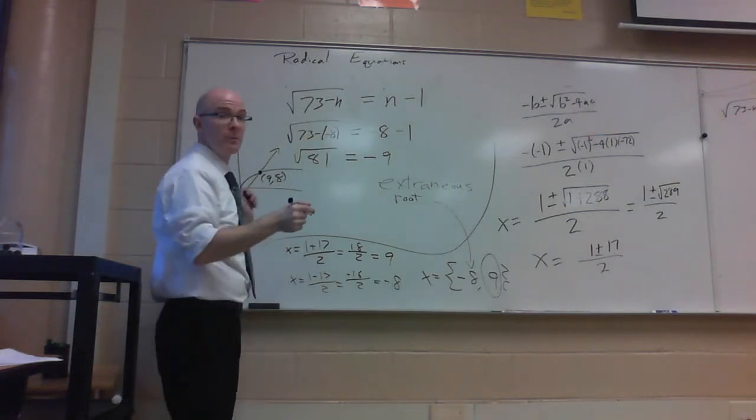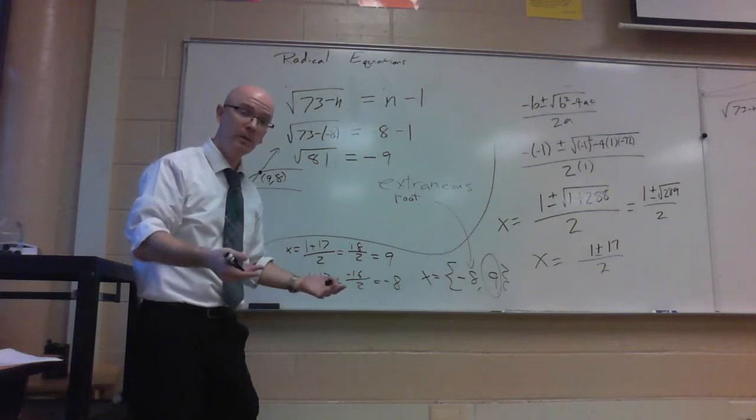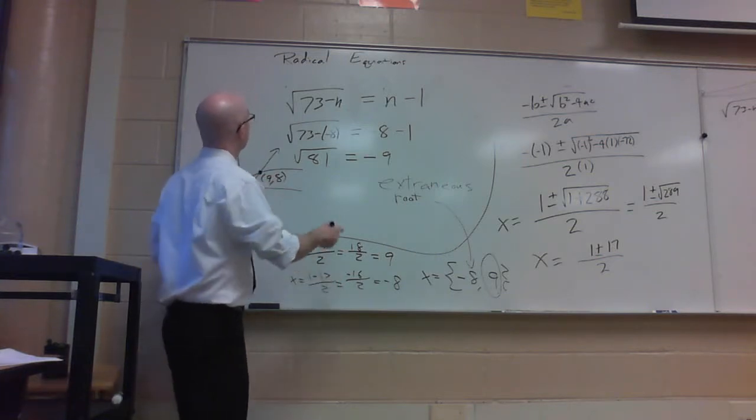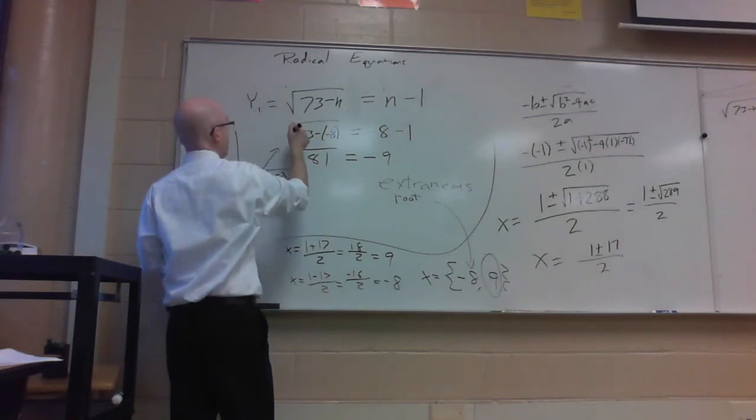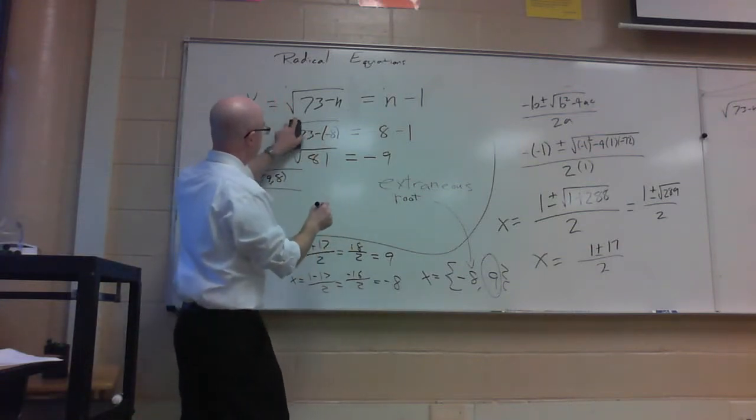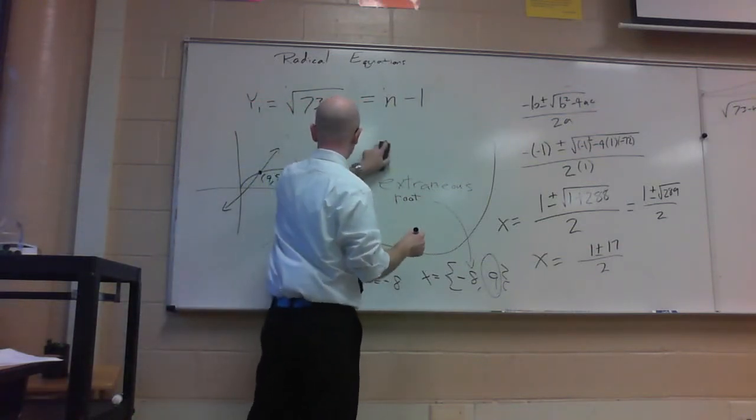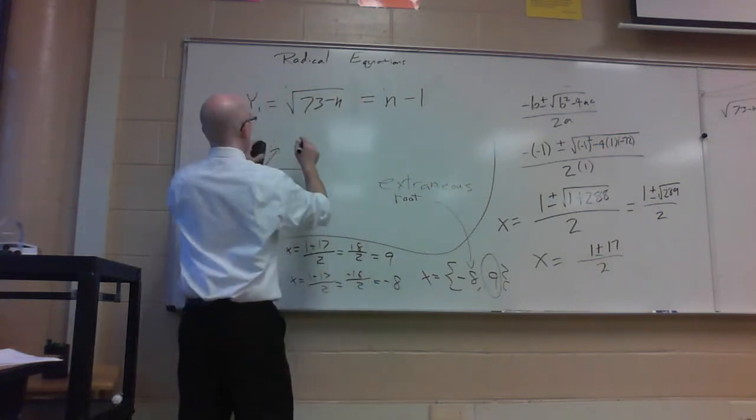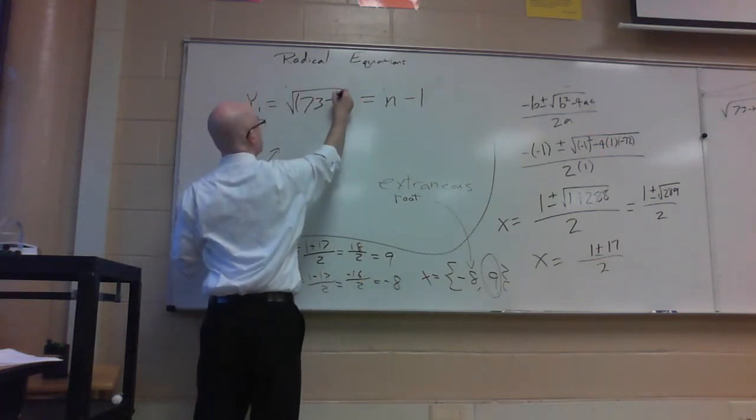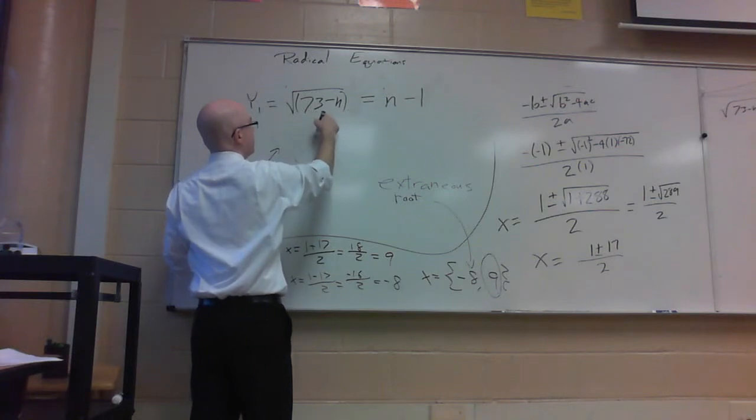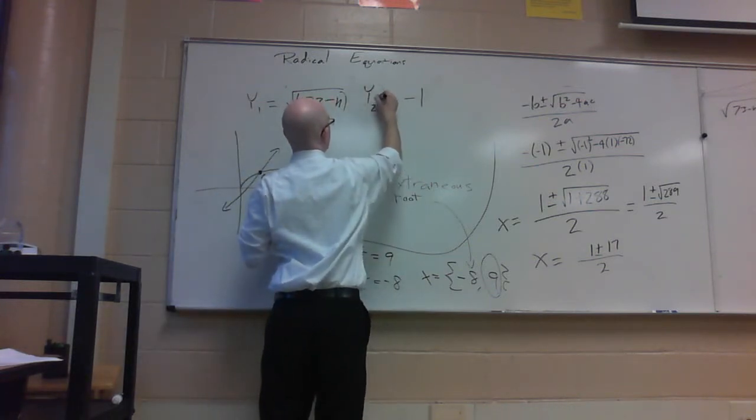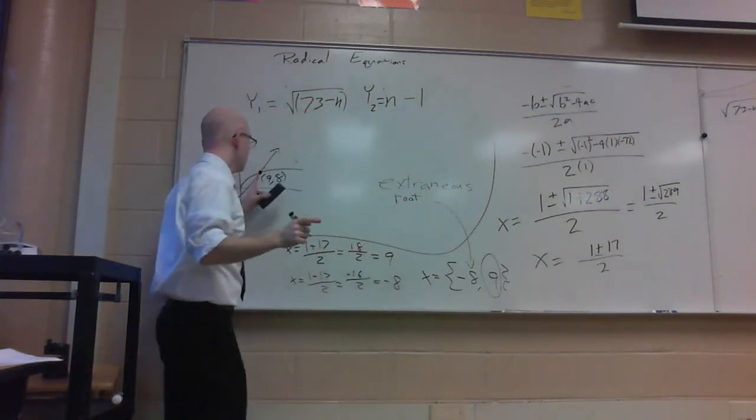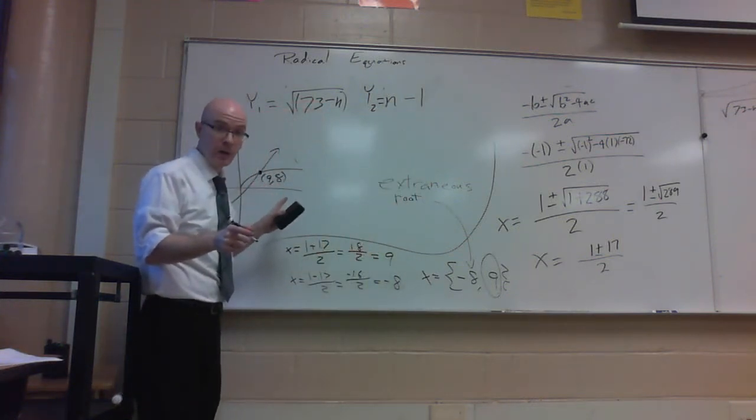So you can also find that graphically, to double check, in your calculators, you can put this down as y1. I'm going to erase all this stuff here so that you do not get overloaded. y1 is equal to the square root of the quantity 73 minus n. And then your y2 would be equal to n minus 1. You can find where they intersect as well.